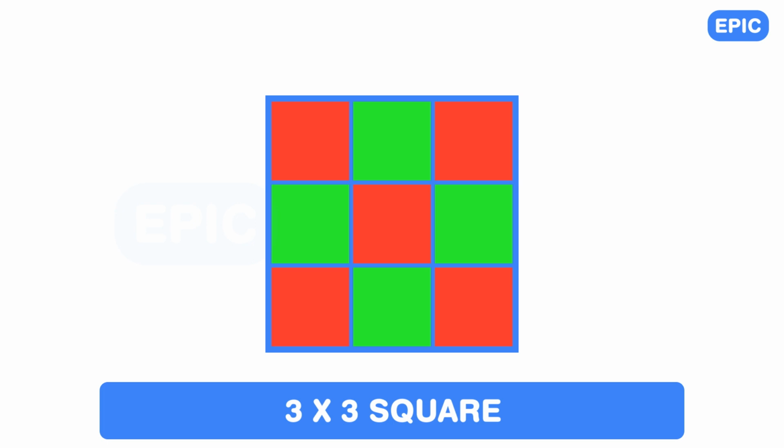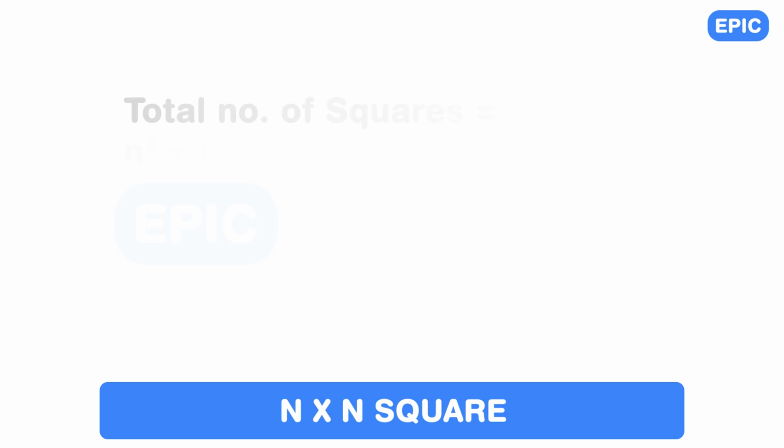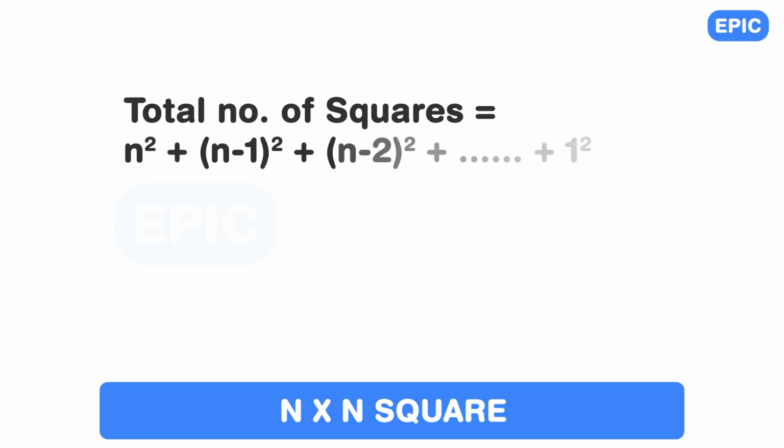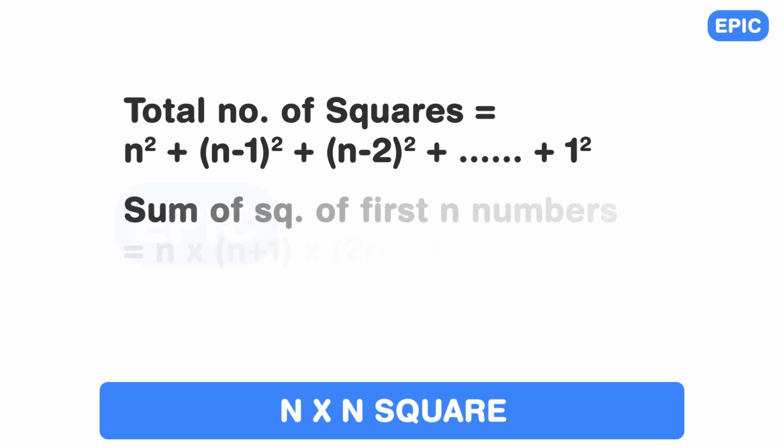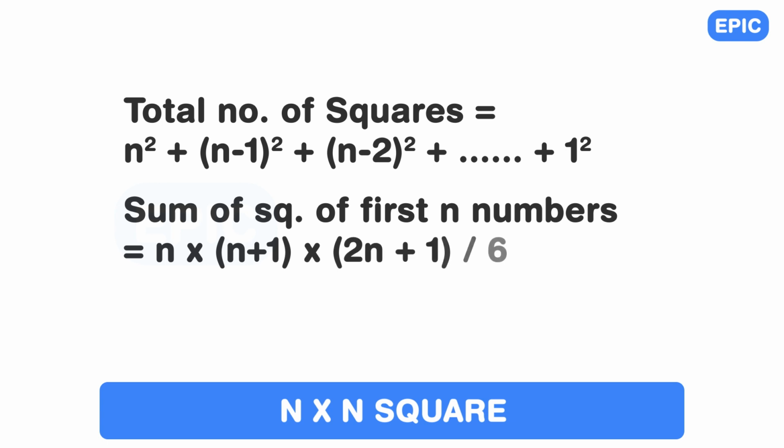The total number of squares in an n cross n square will be n square plus n minus 1 square and so on, to plus 1 square. This is simply the sum of squares of the first n positive integers. This summation is equal to n into n plus 1 into 2n plus 1 divided by 6.